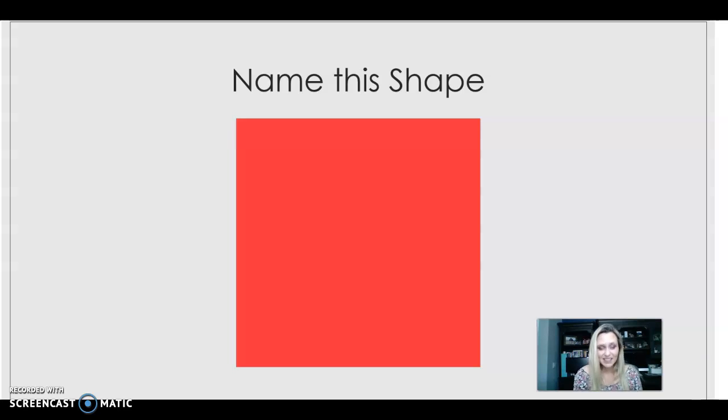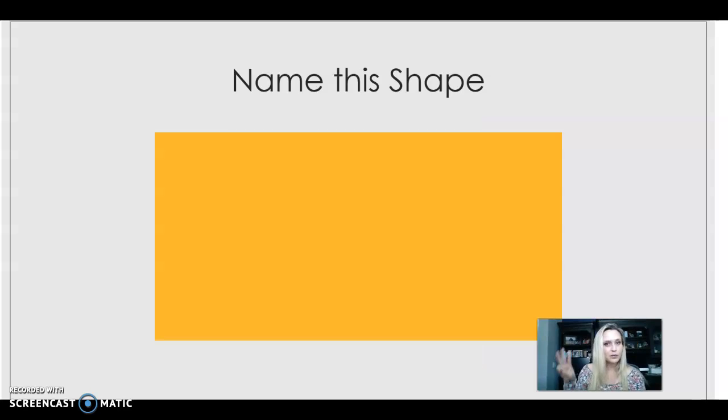Really good, guys. It is a square. You guys remembered from yesterday. And remember, it has 4 even sides. Very good. It is a rectangle. It also has 4 sides, but 2 of them are longer, right?